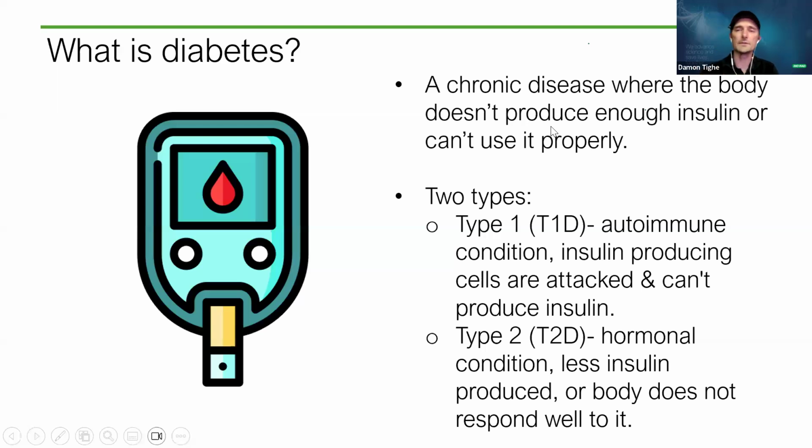So in general, when we talk about diabetes, we're talking about a chronic disease where the body doesn't produce enough insulin or can't use insulin in order to regulate glucose levels in the body. Type 1 is that autoimmune condition, which is why it's a little bit harder to treat than type 2. Insulin-producing cells are attacked or other things are going on, and they just don't produce insulin. Type 2 diabetes is more of a hormonal condition. You've got less insulin being produced, or the body doesn't know how to respond to the insulin. It doesn't get a high enough spike of it to make decisions about pulling glucose out of the bloodstream.